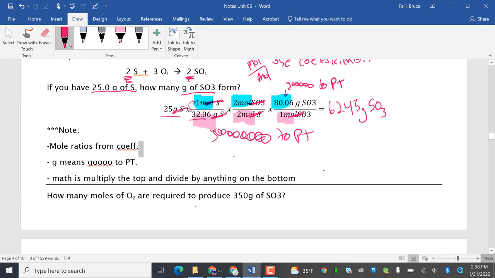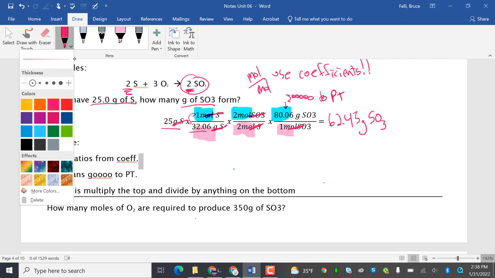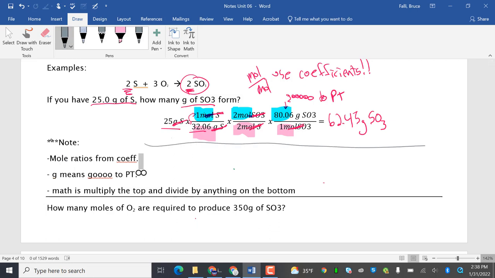How many moles of O2 are required to produce 350 grams of SO3? So I've got SO3, which is up here. Let me put it up here, I'll change my color, there's a little bit more room up here. 350 grams of SO3, and my goal is moles of O2. So I write what I want, and I circle it. I'm going to start off by hating grams of SO3. I hate you, grams of SO3. I kill you. And to figure out how many grams of SO3, I go to the periodic table.